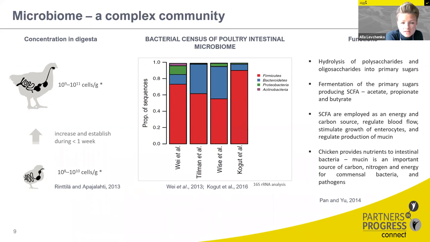And those short-chain fatty acids are typically acetate, propionate, and butyrate. So then these volatile short-chain fatty acids are employed as an energy and carbon source. They regulate blood flow, stimulate growth of enterocytes, and also regulate production of mucins. In response, the chicken also provides a substrate for bacteria to grow on. So bacteria provide some positive metabolites, and also the organism of a chicken provides a substrate. So it's a very reciprocal type of relationship between the host and the bacteria.